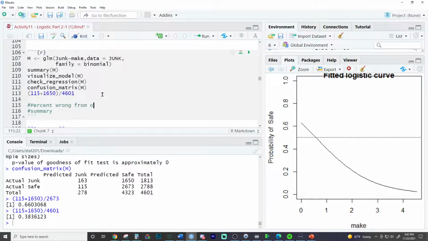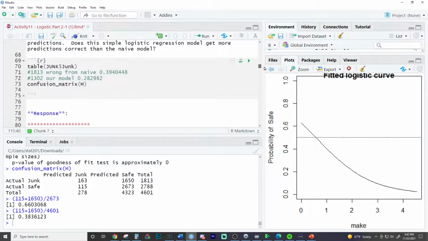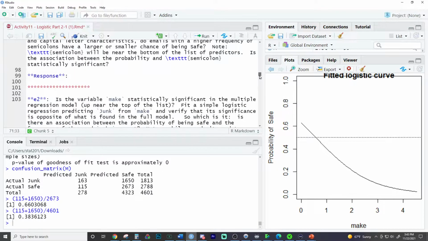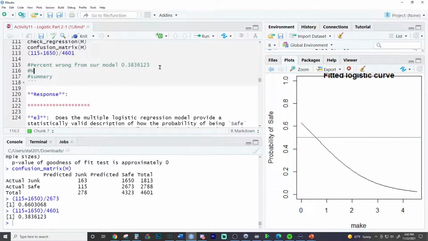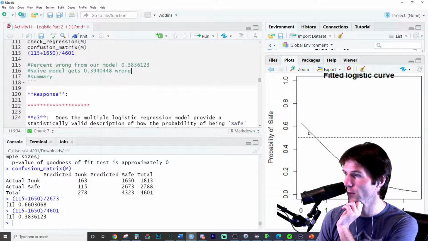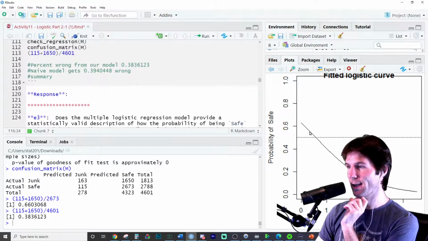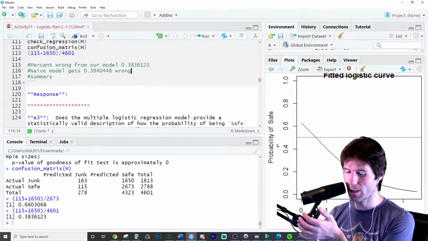Percent wrong from our model is this. And the naive all the way back up here. The naive got this. Wow. That's not good. This model compared to the naive is very similar. So if you look at this, it does only a little bit better than the naive. I kind of noticed that because only down here would we predict it's safe. So yeah, this model overall, it's barely better than the naive, definitely not the best of models right here.